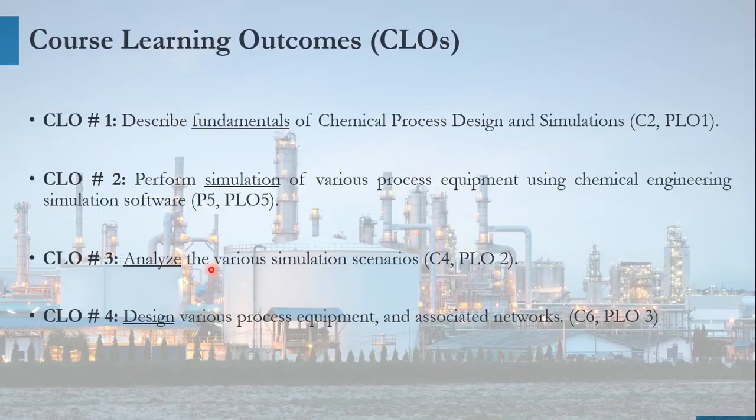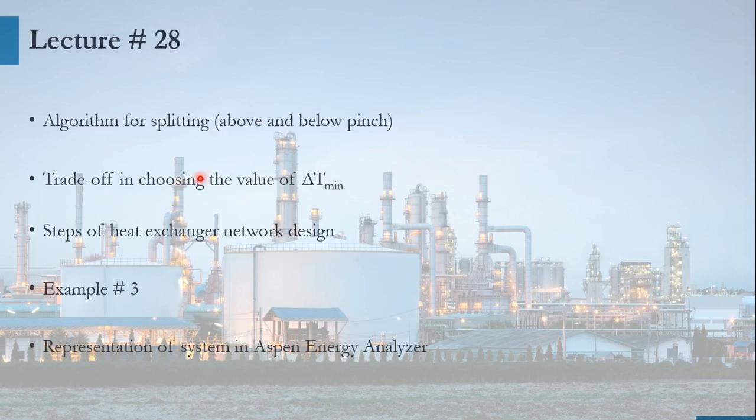And we know there are four CLOs of this course: Fundamentals, Simulation, Analysis and Related to Design. So this activity is basically linked to heat exchanger network design and the algorithm for splitting above and below pinch. We will refresh it, then cover the trade-off in choosing the value of delta T minimum, and the steps of heat exchanger network design. Then we will solve one example and see how this system can be represented in Aspen Energy Analyzer. Obviously, after these manual calculations, we will move to the Aspen Energy Analyzer.